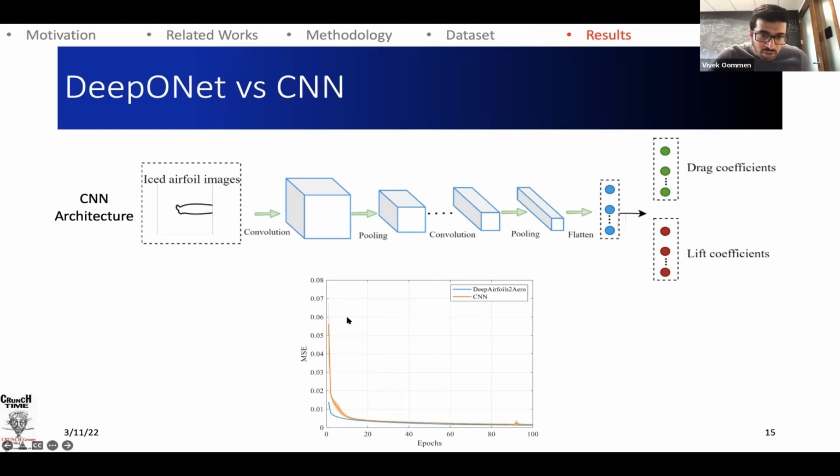Here they have shown the variation of the loss convergence plot. At the beginning, DeepONet has a much lower loss compared to the CNN, but I'm not able to see clearly what happens here because it was not a log scale plot. But the good thing we can see is that both the CNN and DeepONet models have converged with just 100 epochs.